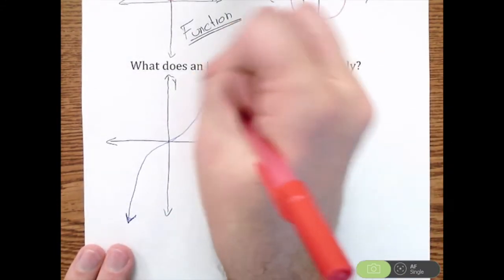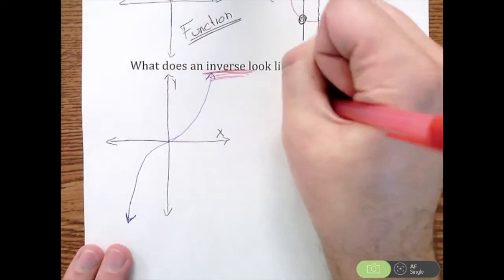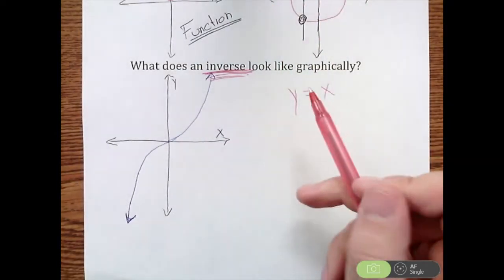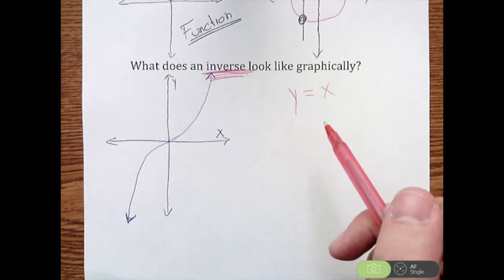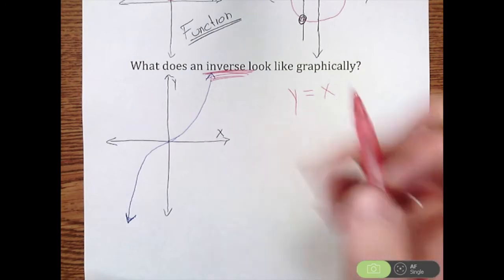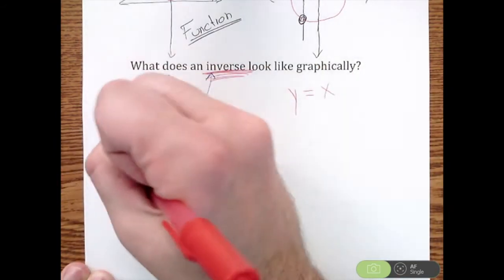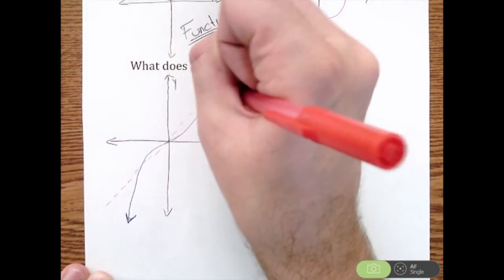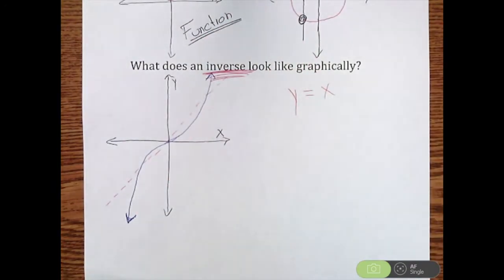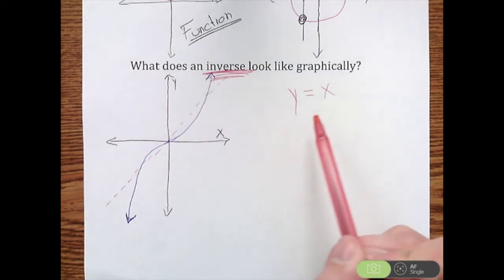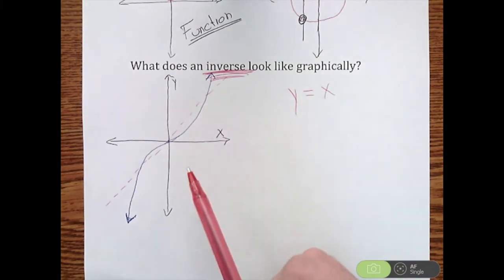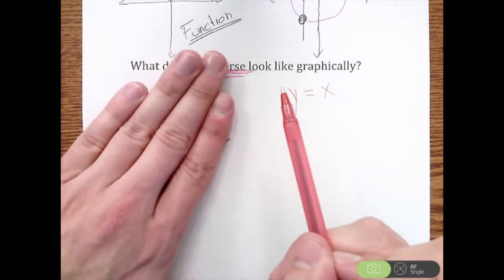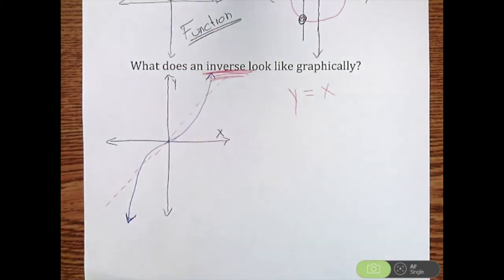Whenever you think about an inverse of something, what we think about is y equals x. So your y values are now x's, your x's are now y's. Another way to see that is the line y equals x is this diagonal line right through the origin. So it's a perfectly diagonal line. So if my original function here is in blue, and I want to take the inverse of it, here's y equals x, that dotted line. What you do is you're going to take this and reflect it over this line.